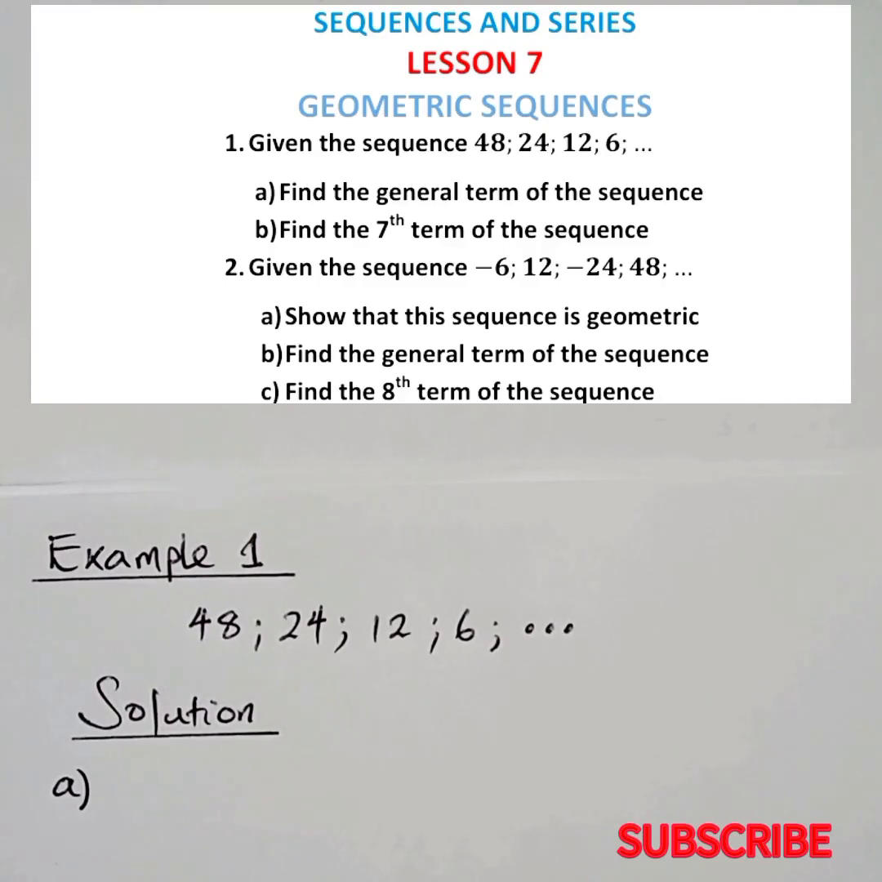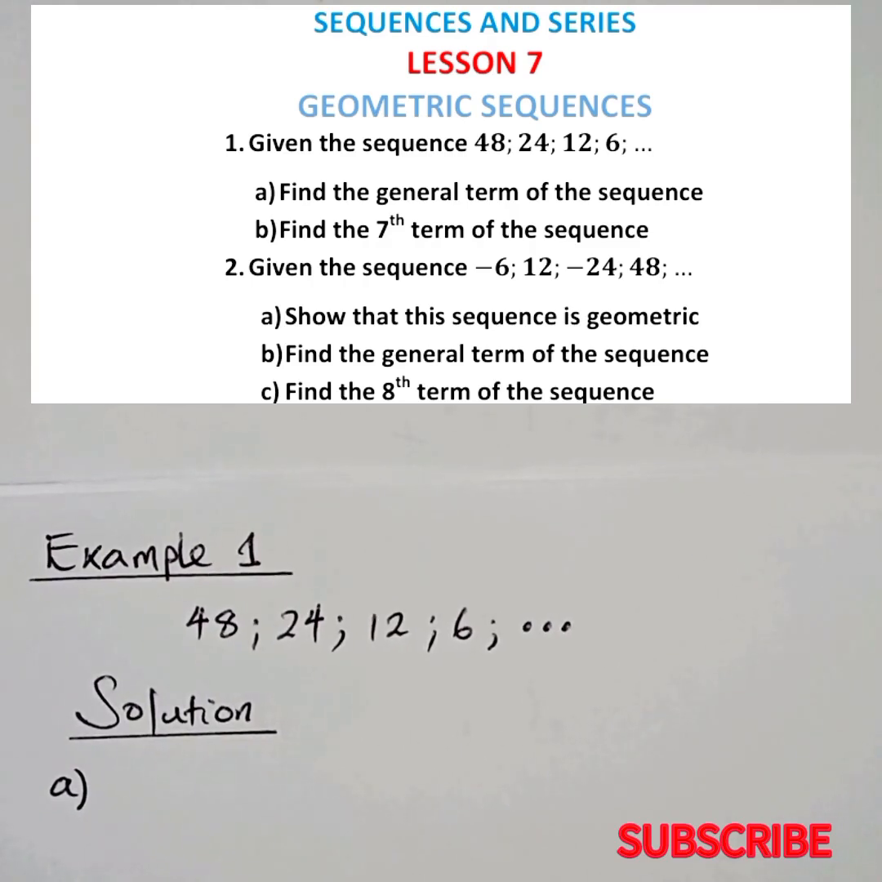In this lesson, we are working on two examples that are based on the geometric sequence. Now, in the first example, we are required to find the general term of this sequence. That is part A of example 1. And in part B, we shall find the seventh term, and we will be using that general term.